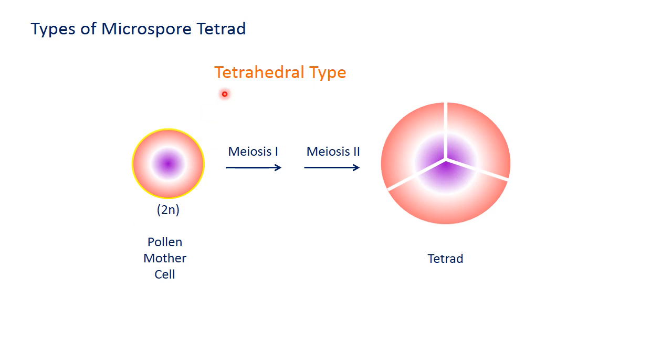First type is tetrahedral type of tetrad. Here, the pollen mother cell divides into 4 microspores by simultaneous division, forming two longitudinal planes of microspores at right angle to each other. Therefore, the tetrahedral type of tetrad is formed after two successive divisions, meiosis first and meiosis second.